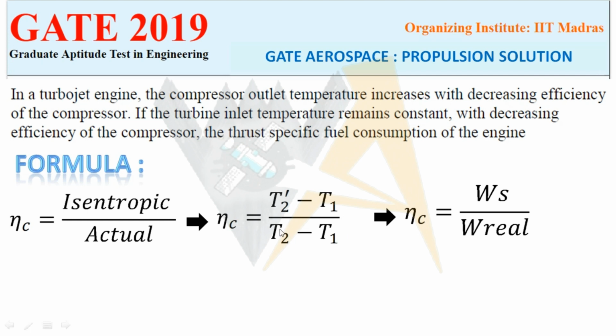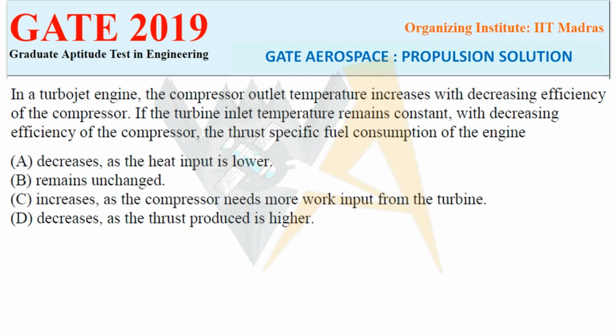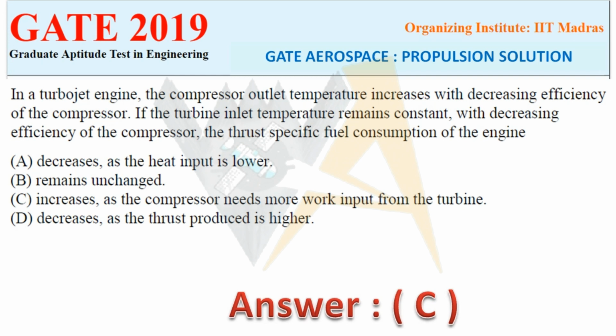That means that since there is an increase in this parameter, the work done increases. If the work done increases, there will be a decrease of this parameter because this parameter is constant. If this decreases, obviously the SFC will increase. So we can see the right option. It is very clear that the SFC of the engine increases as a result of the compressor needing more work input from the turbine. So the right answer is option C.